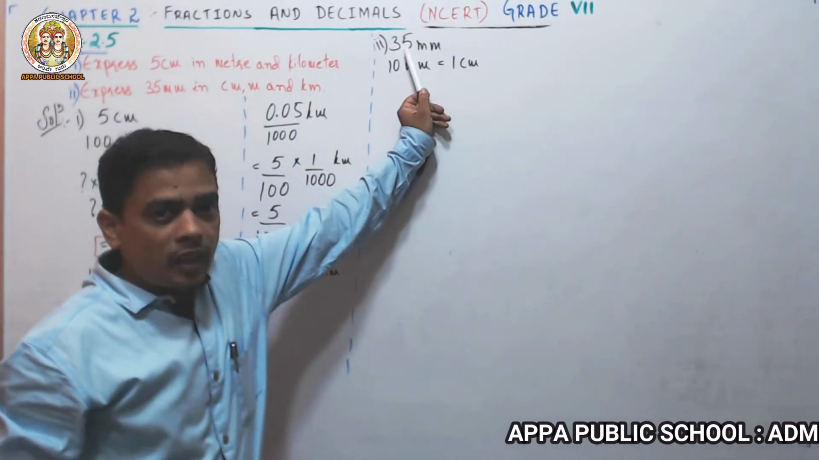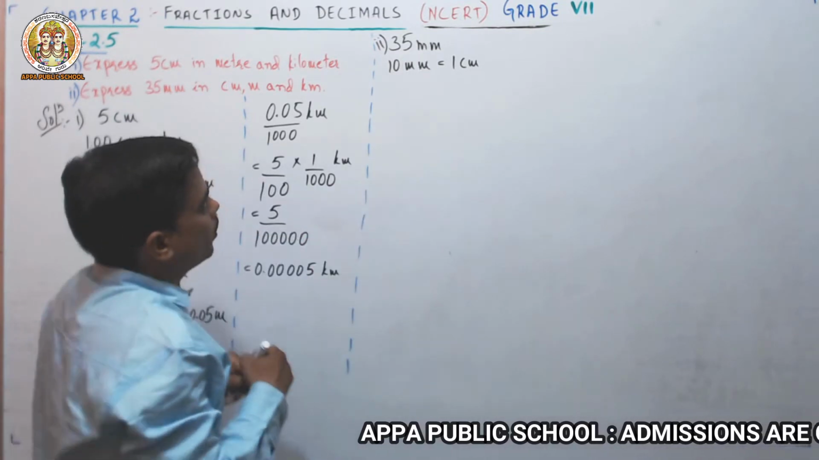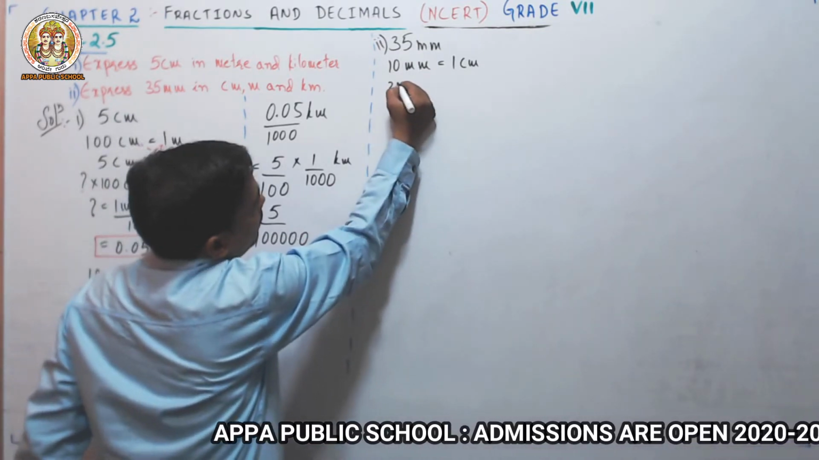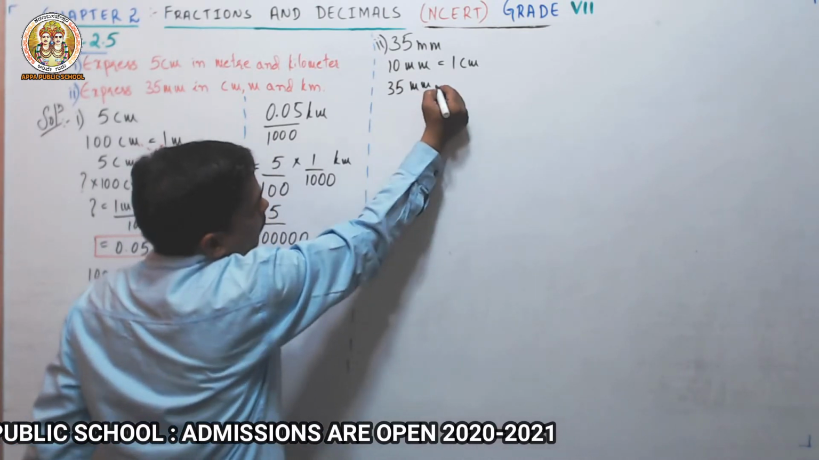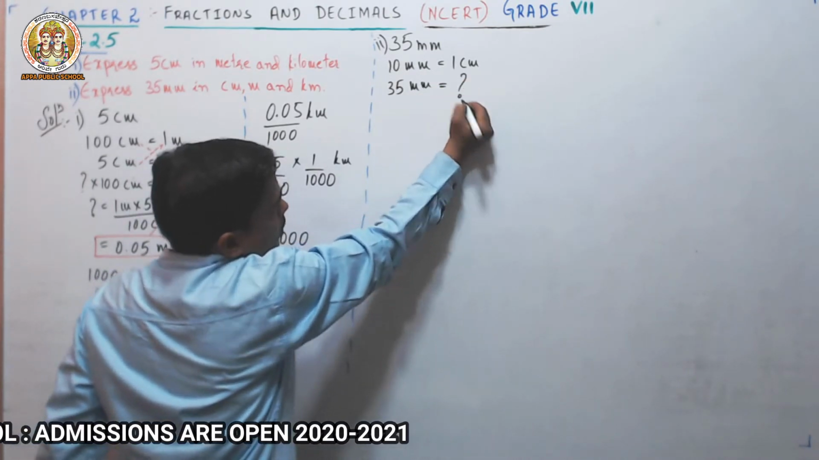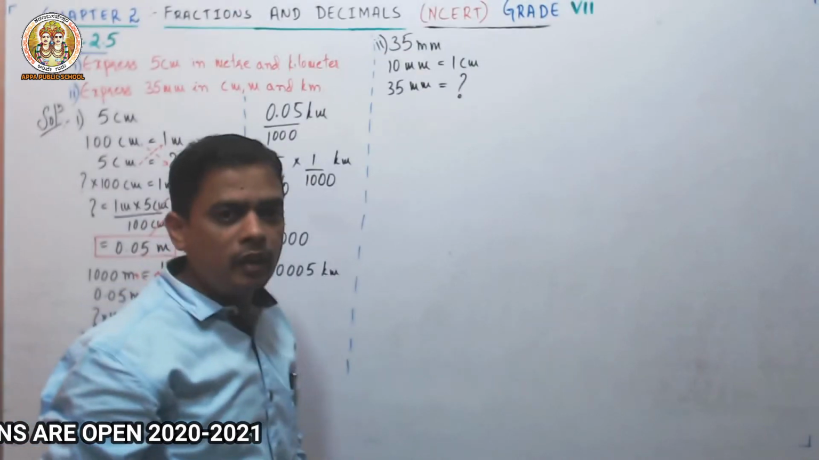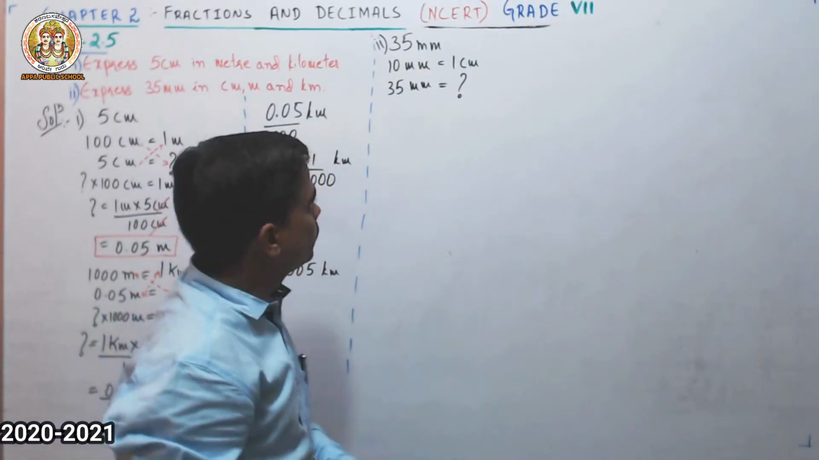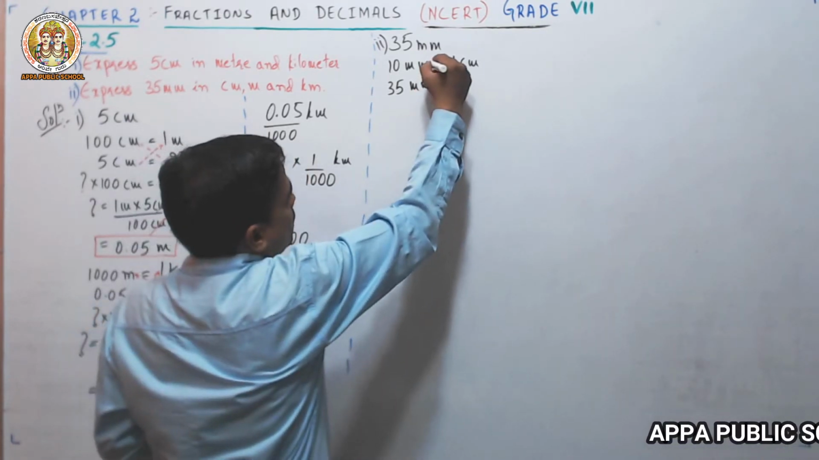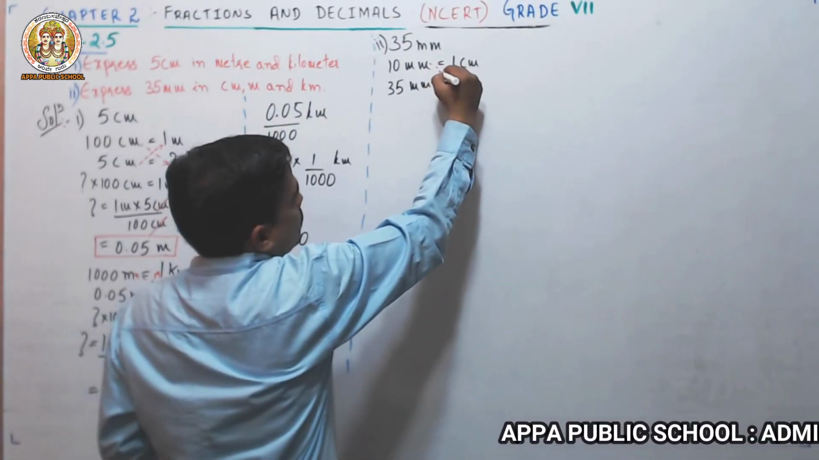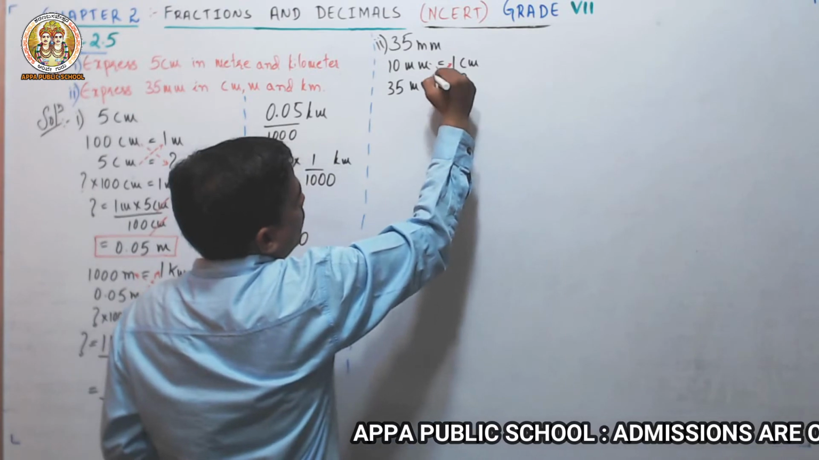We have to convert this 35 millimeter into centimeter. So I will write 35 millimeter, and below millimeter, see here also millimeter. We have to convert it into centimeter, that is equal to question mark. We don't know that. That only we have to find here. So next, what have I told you? Cross multiply. Cross multiply these two, and here this one also cross multiplied.